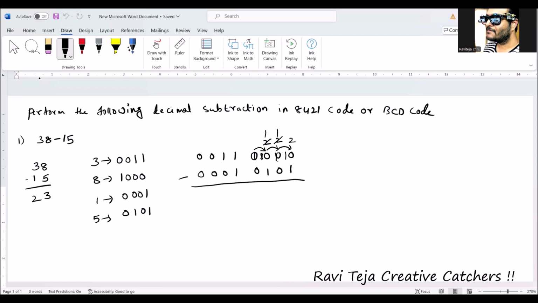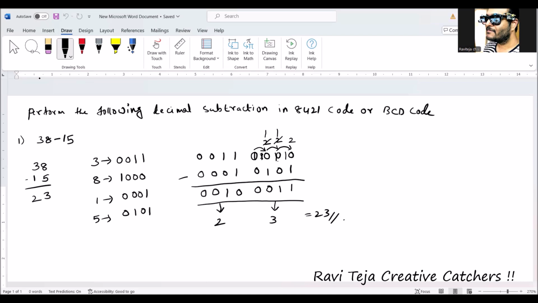So 2 minus 1 is 1. 1 minus 0 is 1. 1 minus 1 is 0. 0 minus 0 is 0. This is how to subtract. So again 1 minus 1 is 0. 1 minus 0 is 1. 0 minus 0 is 0. 0 minus 0 is 0. So 0010 is 2 and 0011 is 3. See, 38 minus 15, the answer we got is 23. This is how to subtract.